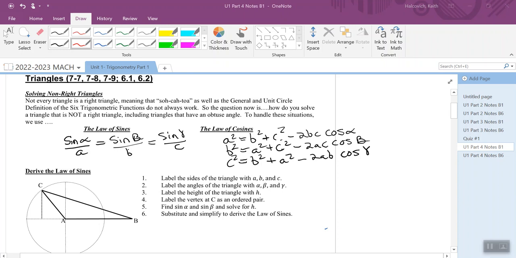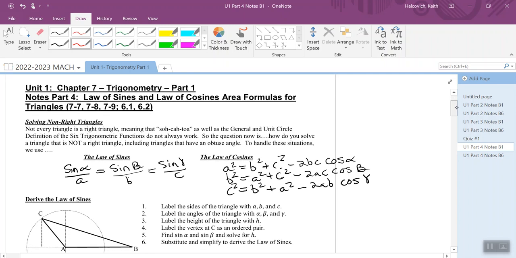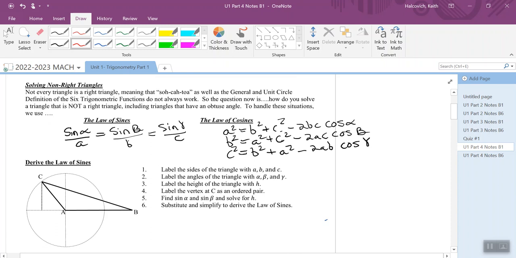All right, welcome to tonight's video on part 4 of Unit 1. We're going to be talking about the law of sines, law of cosines, and how to find the area of non-right triangles. So notice we've talked about not every triangle is a right triangle and the general and unit circle definition for trig functions. Now the question is, how do you solve a non-right triangle?